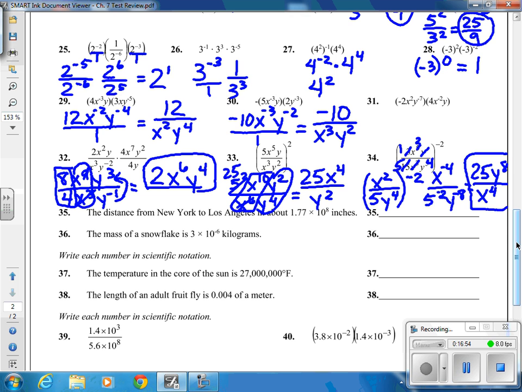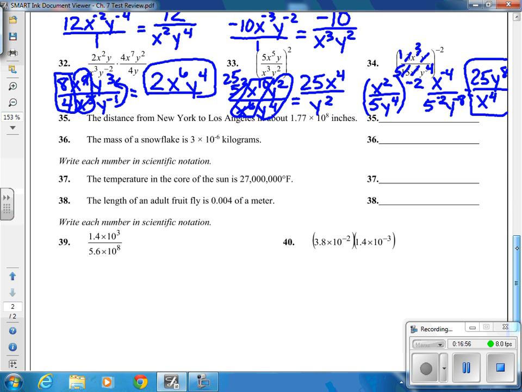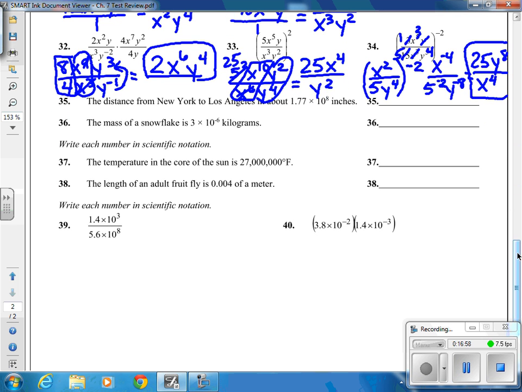All right, for the rest of the problems on the review sheet, it's going to go back to scientific notation, which is the most recent thing that we've done. The first few are just being able to convert, and then the last ones are being able to calculate.